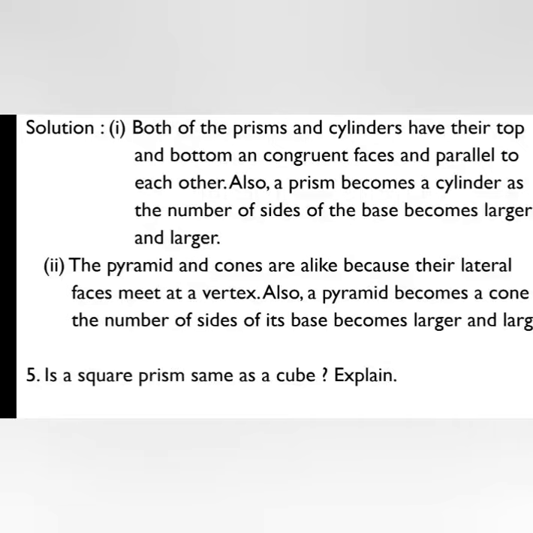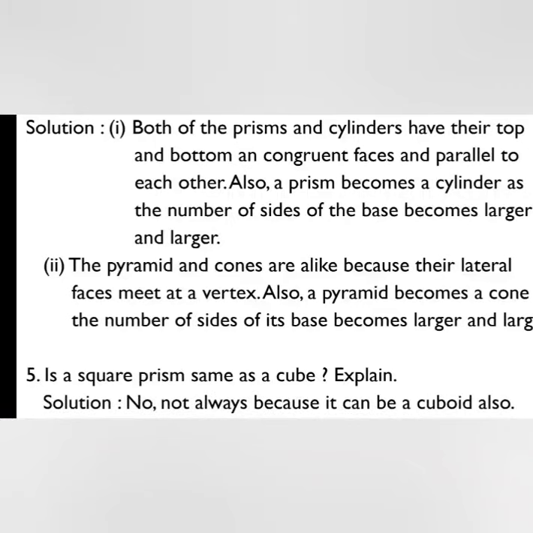Next, question number 5. Is the square prism the same as a cube? Explain. For the solution, it may be or it may not be. Why? Because we cannot say square prisms are always the same as a cube. So we know not always, because it can be a cuboid also.